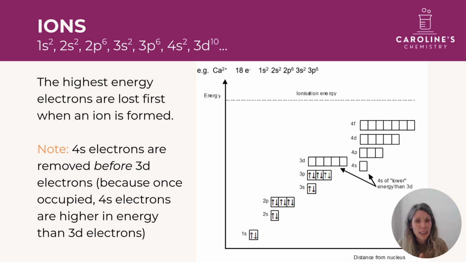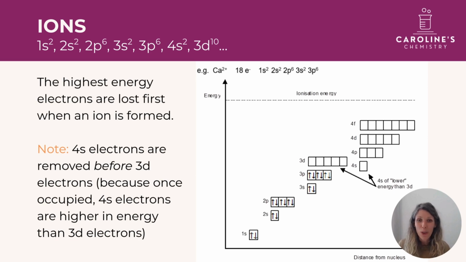So you can see, for example, calcium there as an ion. It was 3p6 4s2. The highest energy electrons there are the 4s ones. If it is calcium 2+, it has lost 2 negative electrons, and both of those are lost from 4s.